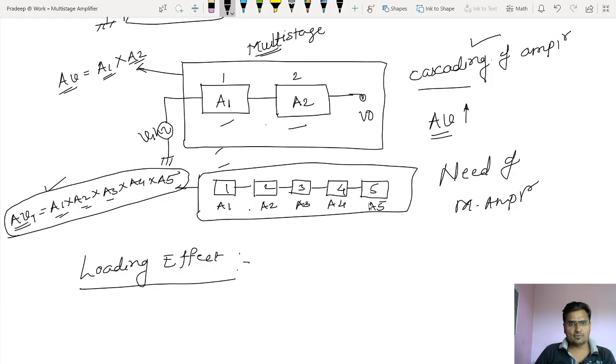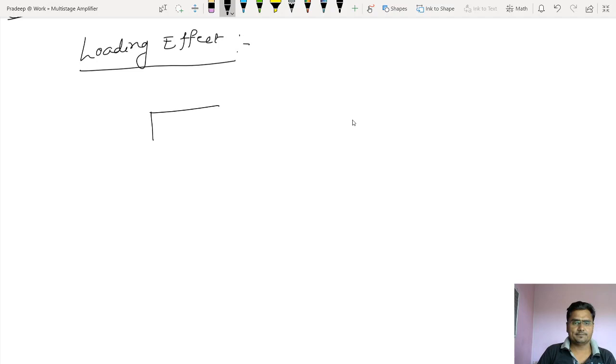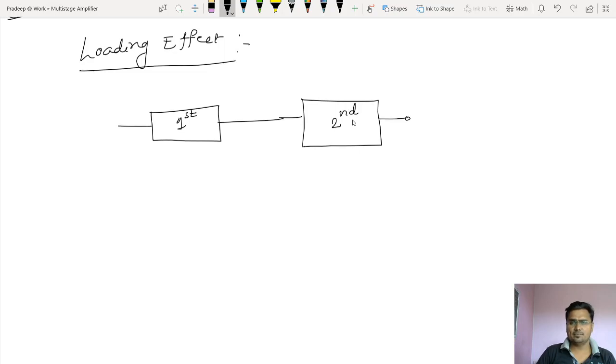No issues. But before going for that, we'll just discuss the loading effect. Just think about the loading effect. Let me draw two stages of an amplifier here. This first amplifier is connected with another amplifier. For the time being, we'll consider only a two-stage amplifier. This is the second stage and this is my first stage. Somewhere here I will apply input, from here I will take output.